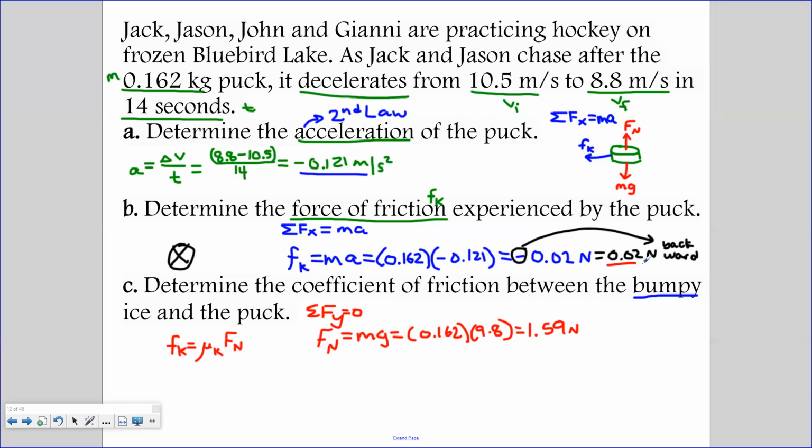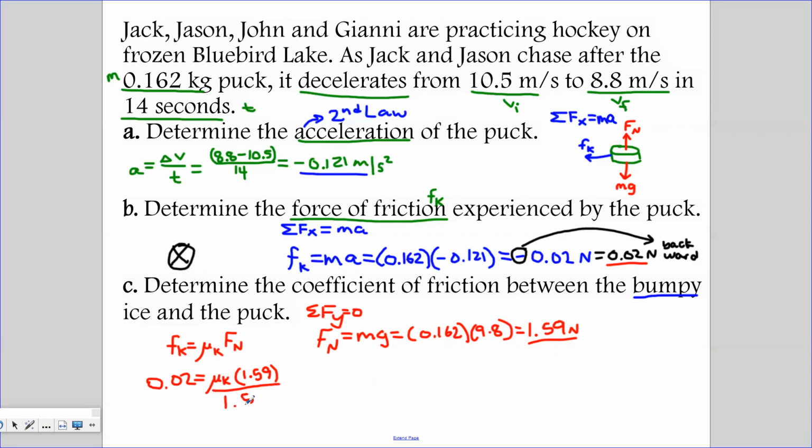So we got our FK from part 1. We got our normal force, from part 2 and part 3. So if we plug those in, 0.02 newtons. Notice I don't need the negative there because this equation just tells us the magnitude. Your coefficient of friction will never be a negative number. UK, and then our normal force is 1.59 newtons. Notice I rounded off 1.5876 on my calculator to 1.59, but I will keep that whole number in there when I do the calculation.